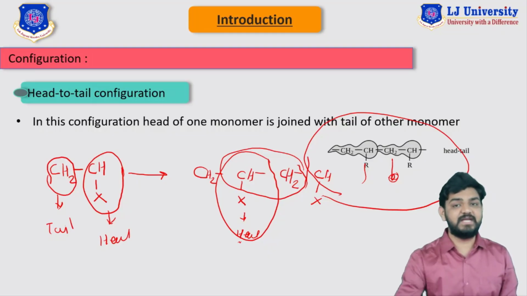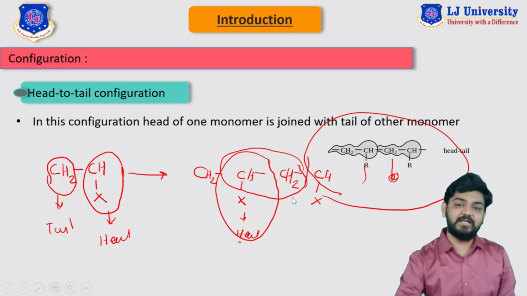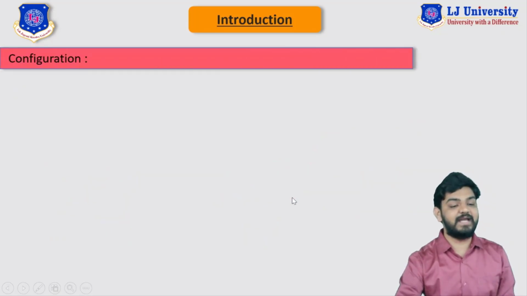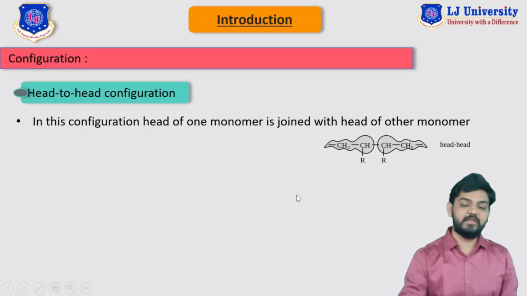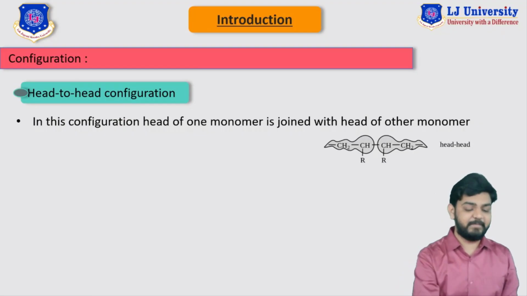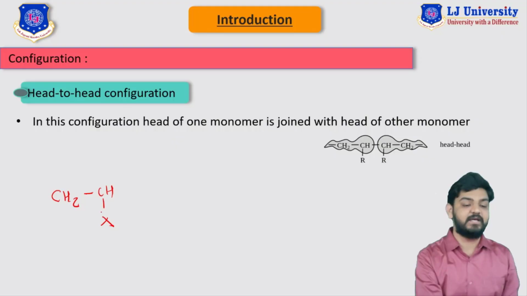Now having said that, let me move to the second type of configuration, and that is the head to head configuration. Now we will continue with the same example of vinyl chloride in which this CH2 is connected with this CH, and one halogen group that I am representing with X is here. Now if this particular monomer undergoes the polymerization reaction, then it will have a structure like this.